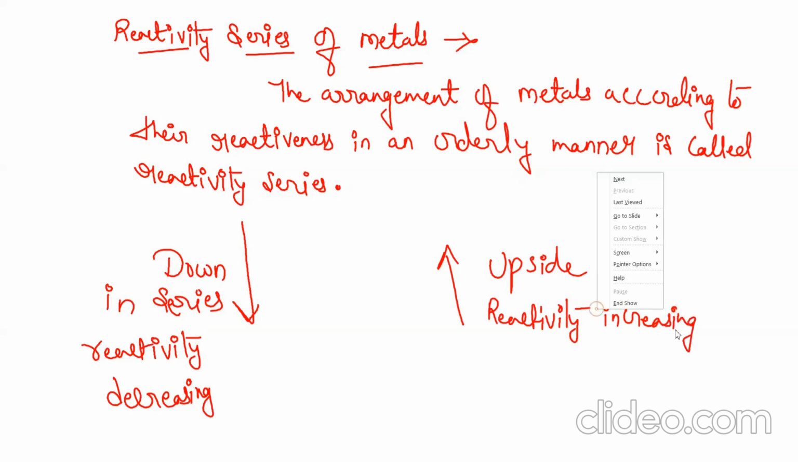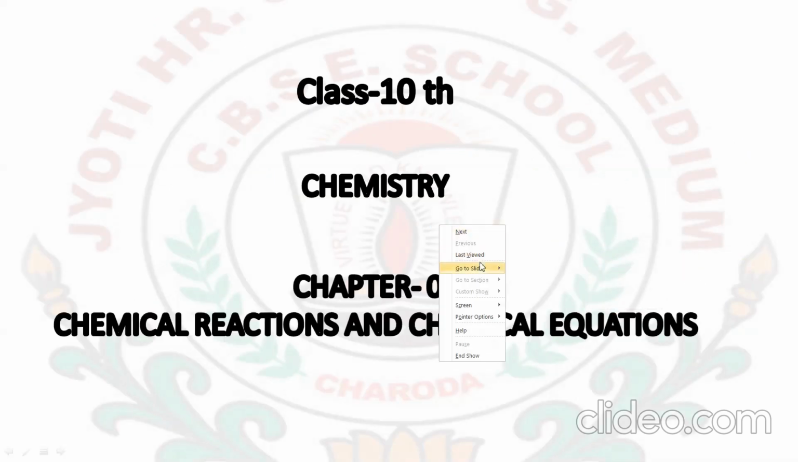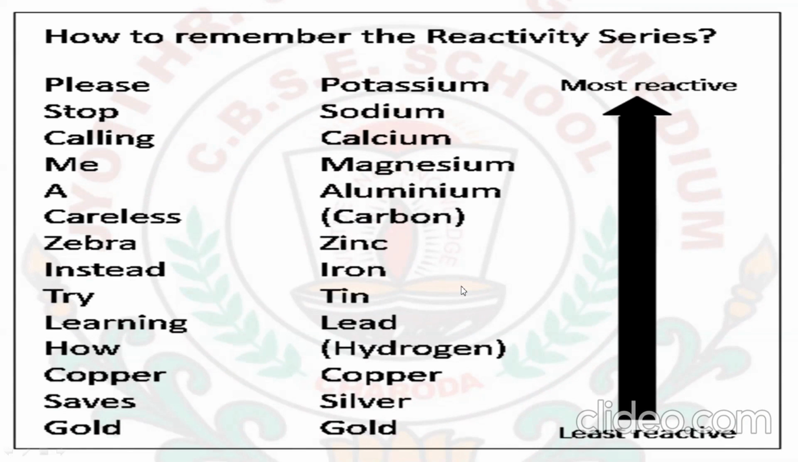So let's see the reactivity series here. For our class 10th, this many elements are sufficient in the reactivity series, but more elements are also present in the reactivity series. For class 10th, these 11 or 12 elements are sufficient for our course, so not more than these elements are required here.